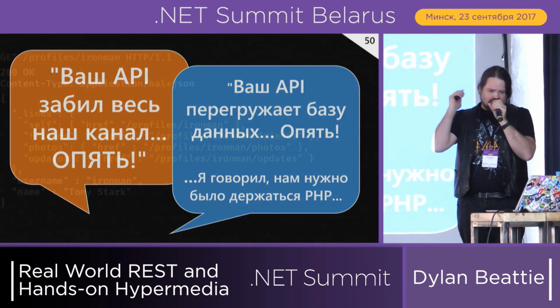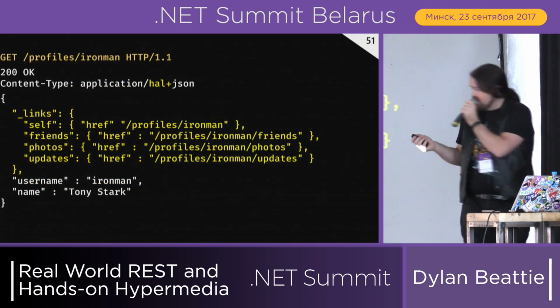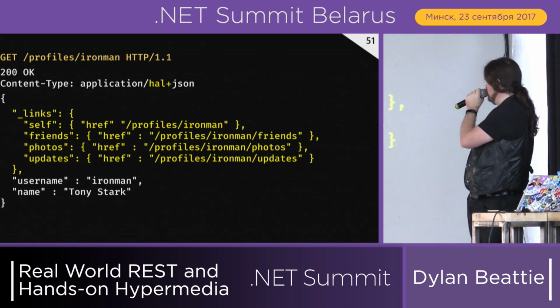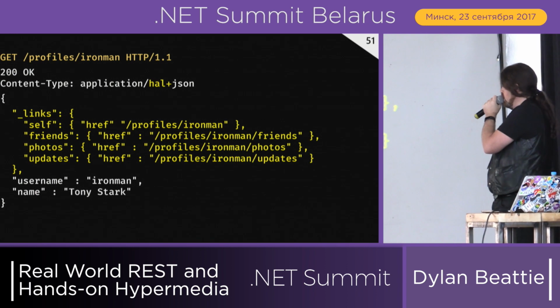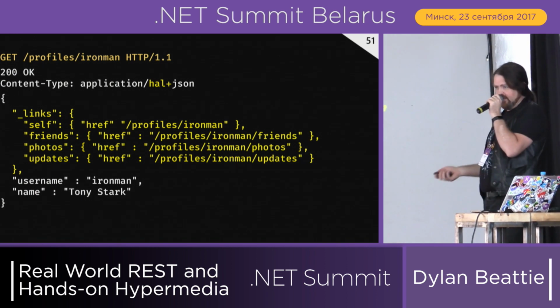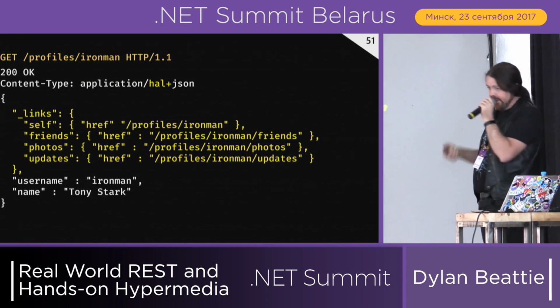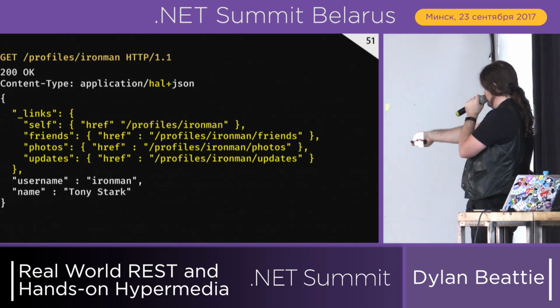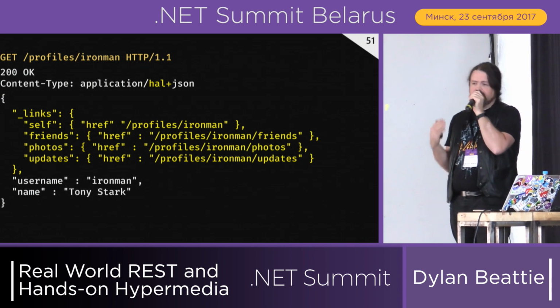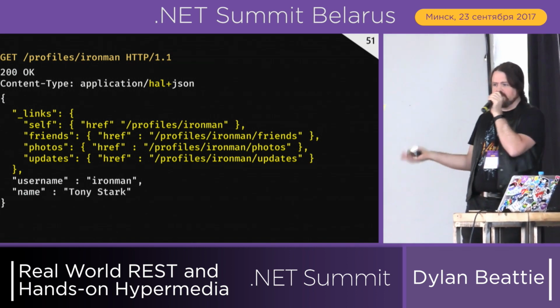So we're going to break this down. We're going to say, okay, we have a links collection here. So instead of everything coming back in line, we're going to break all of these sub-resources out into things that we can get to via Hypermedia. So we have self, we have friends, we have photos, we have updates. All of the different elements on this network. Now this looks pretty simple, yeah?